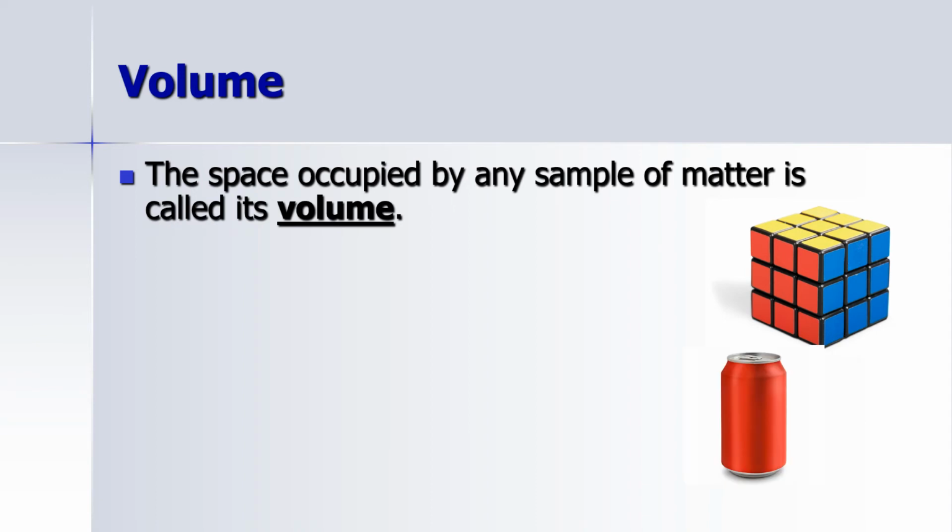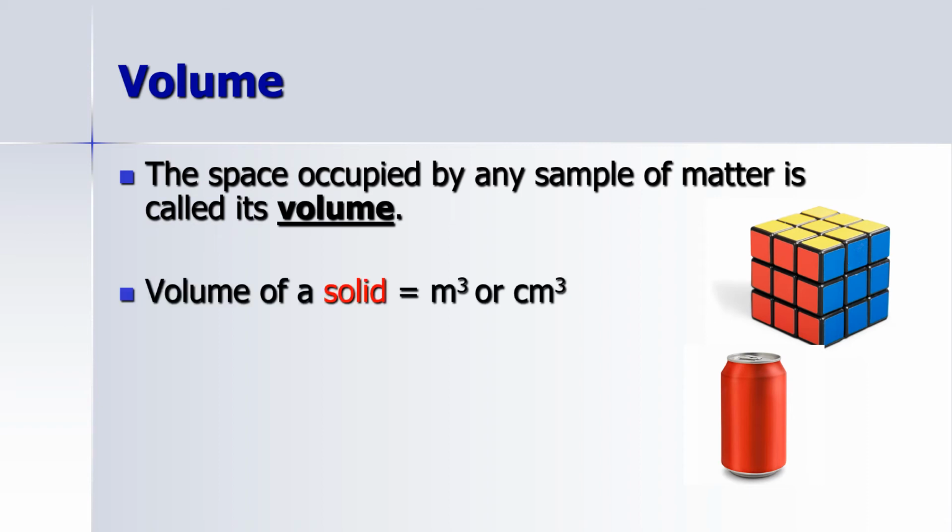Same thing with a soda can. So let's say when we say we have a 16-ounce soda can, that basically means the volume of the liquid in there is 16 ounces, because it is occupying all the space in that 16-ounce container. Okay, that's how volume works.